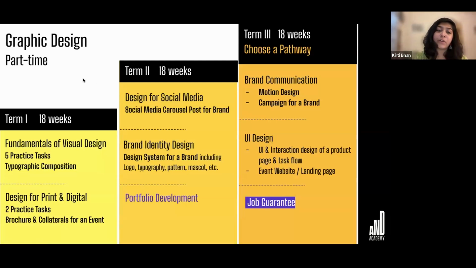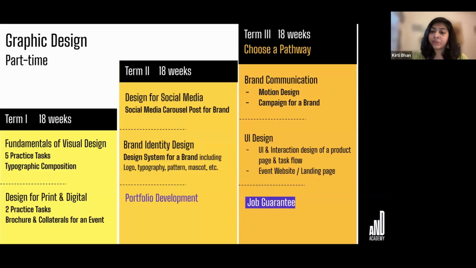In the first module of term 2, we will be making a social media carousel post for brands. The second one is brand identity design, where you will be designing a system for a hypothetical brand, making a logo, typography, pattern, mascot, etc. You will also get portfolio development sessions, particularly to enhance how you exhibit your portfolios on Behance.